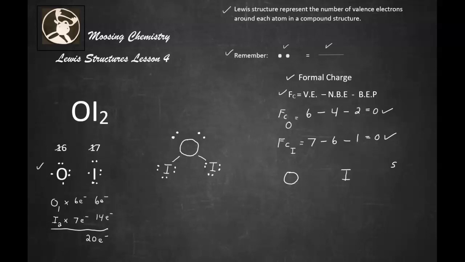So remember that S has one dash, right? P has 3 dashes. D has 5 dashes. And F has 7 dashes. Okay, these are all suborbitals.